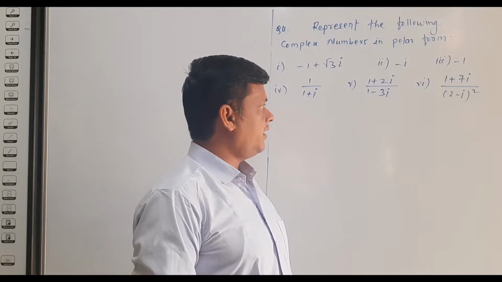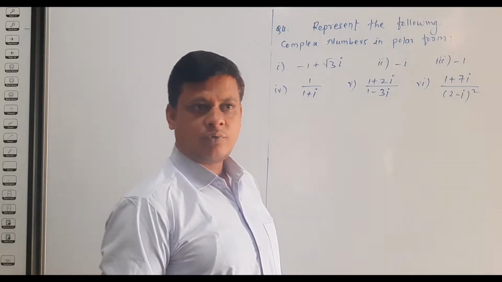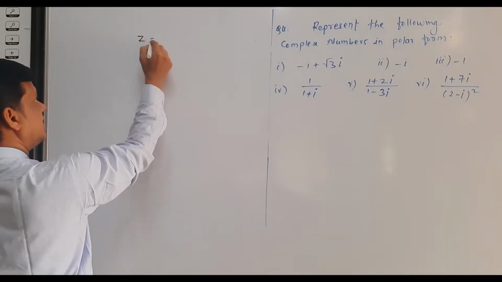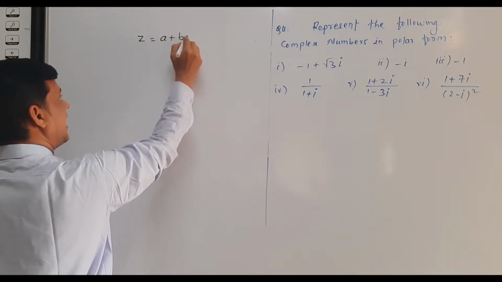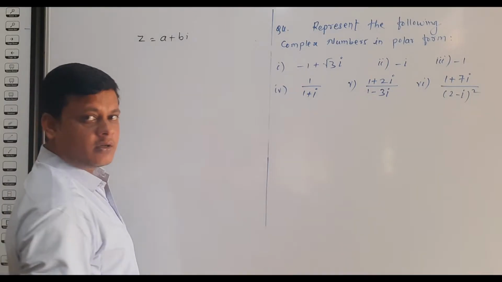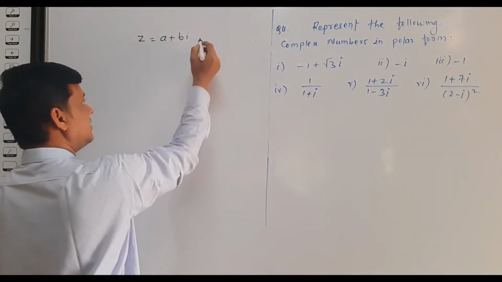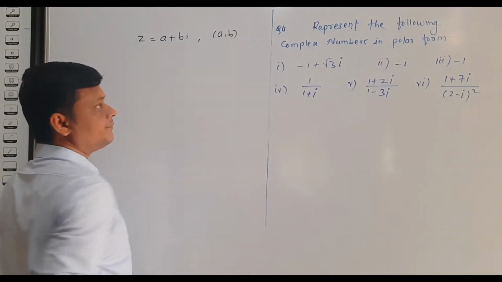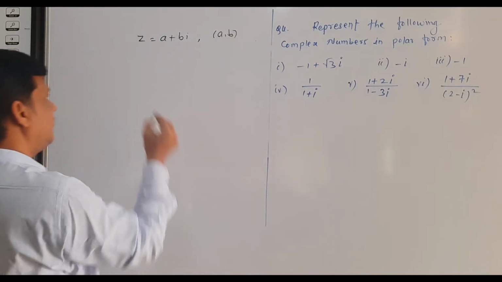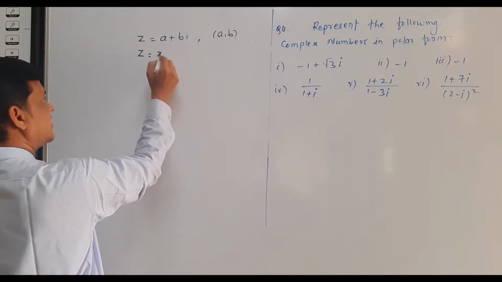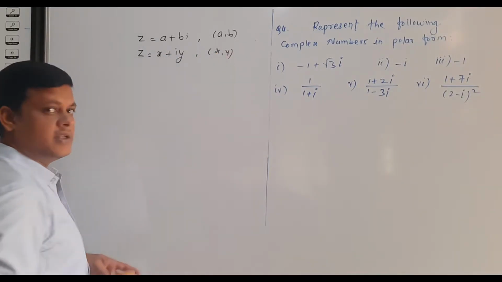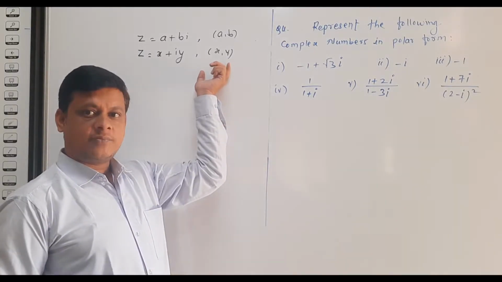So first we again discuss what is polar form and what is Cartesian form. We know that if z equals a plus bi is a complex number, we write this complex number in ordered pair or point form as (a, b). Or if you compare with x plus iy, we get the ordered pair (x, y). That means this is Cartesian form.